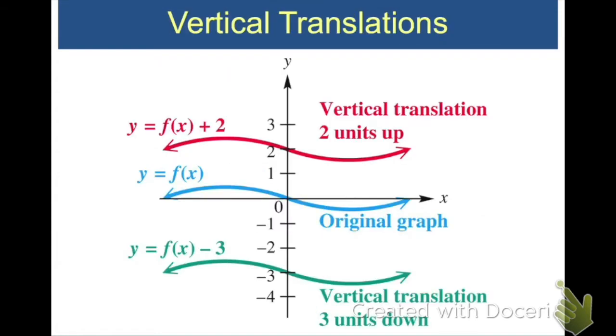Here's another visual. Our blue graph is the original graph, and then the pinkish red graph we've added 2, so we've moved every point up 2 units. And the green graph, we have moved it down 3, so we've subtracted 3 off of each of the y coordinates of the points from the blue graph.